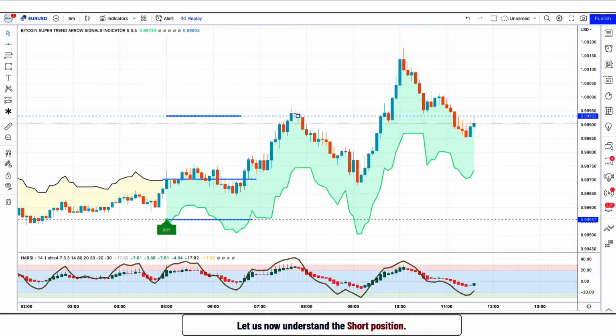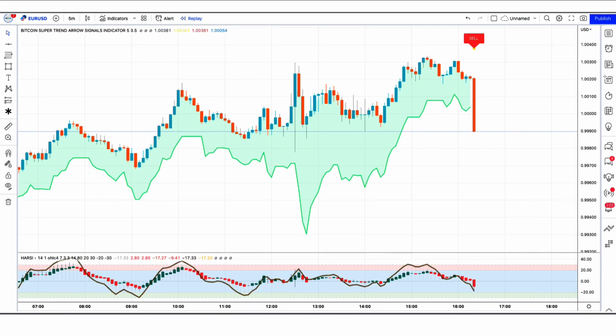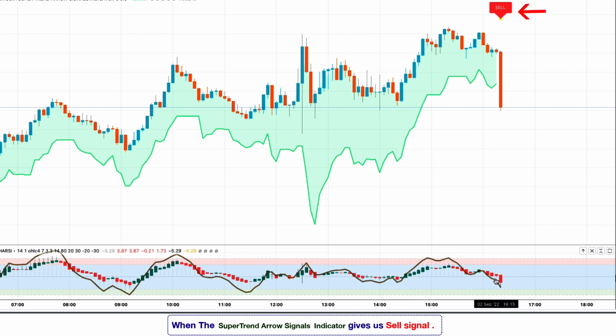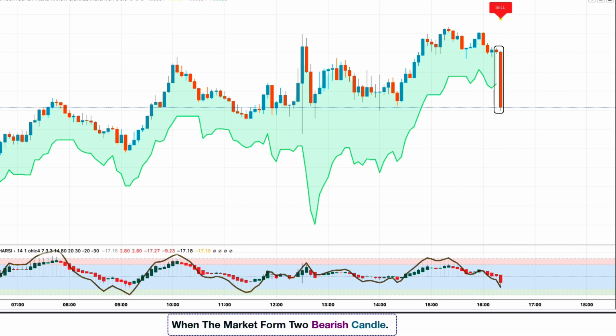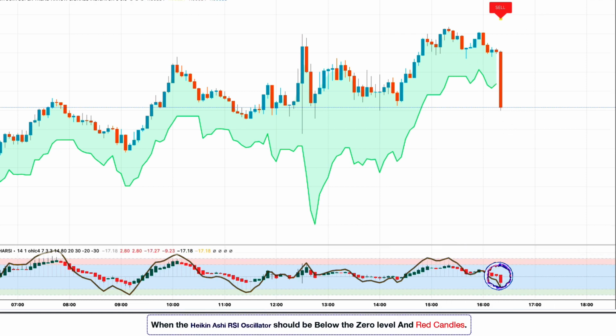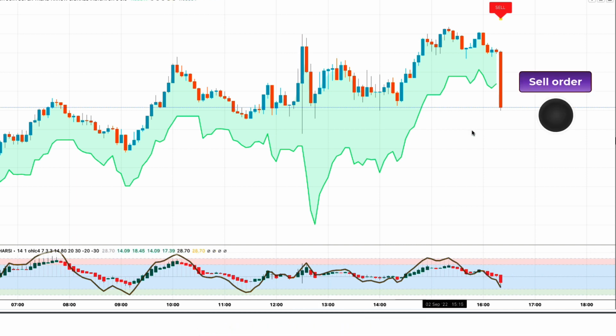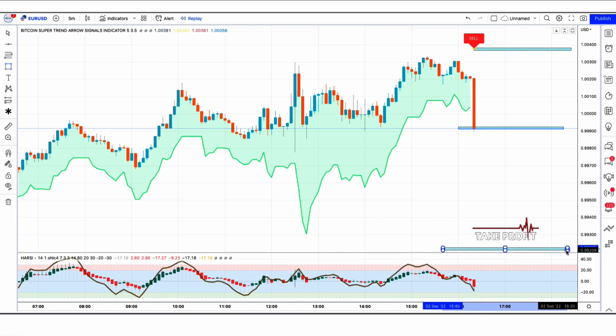Let us now understand the short position. When the Super Trend Arrow Signals indicator gives us a sell signal, the market should make two bearish candles for confirmation, while the Heiken Ashi RSI oscillator should be below the zero level with red candles. If this condition is fulfilled, then we will place a sell order. Our stop loss will be placed at the Super Trend Arrow Signals line, and the risk to reward ratio will be 1:2.